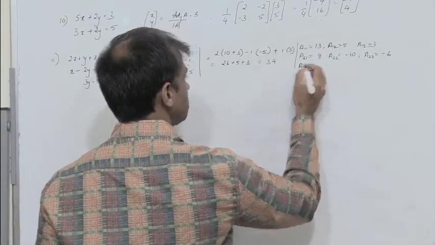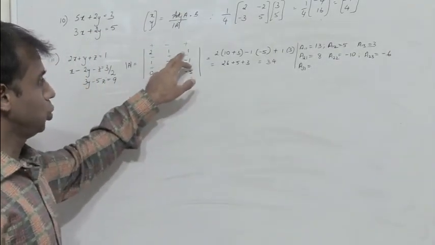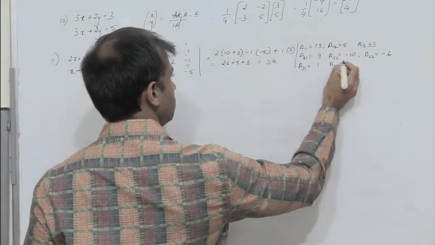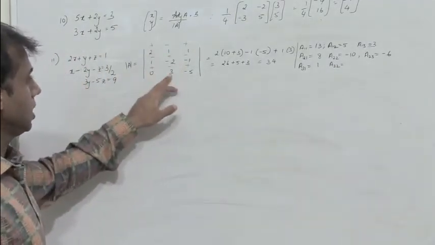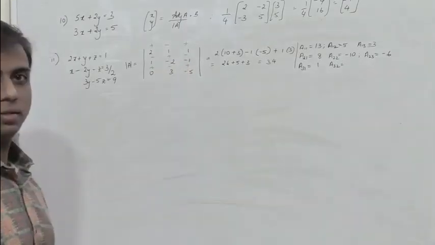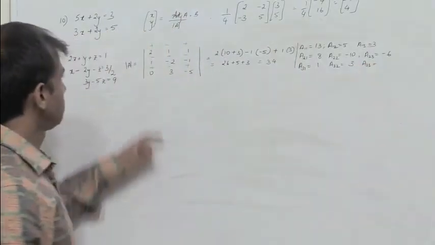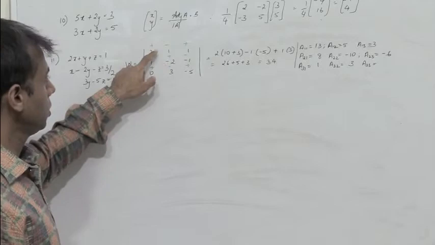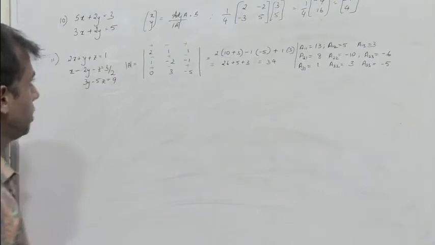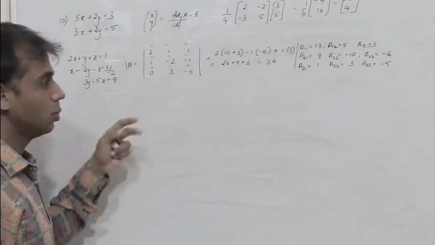Next, A31, leaving the third row and the first column, I get minus 1 plus 2, so it is 1. Next, A32 is leaving the third row and the second column, minus 2 minus 1, which is minus 3, with a negative sign, so I get plus 3. And then A33 is 2 into minus 2, which is minus 4, minus 1 is minus 5, so I have minus 5. Right? So let me straight away write adjoint A, wherein I write A11, A12, A13 column wise.